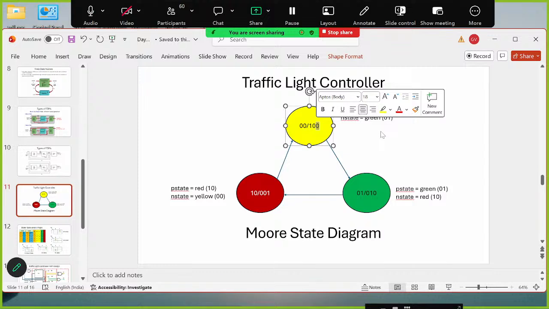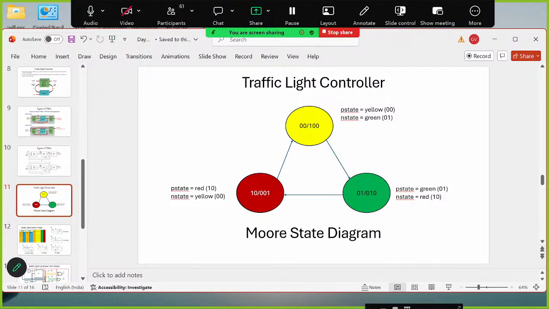And the upcoming state would be the green state. Once it has completed its yellow state, it will come to the green state after a certain interval of time. Let's say 5 seconds, 6 seconds, 10 seconds, 20 seconds, the number of clock cycles that you want before it switches. Okay. After that, once it comes to this state, now it is in this state.